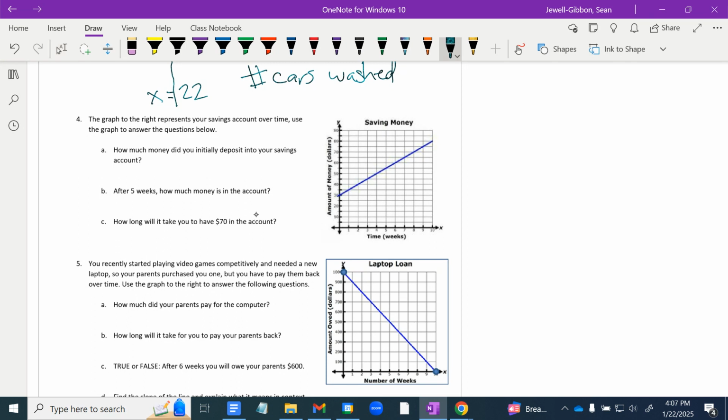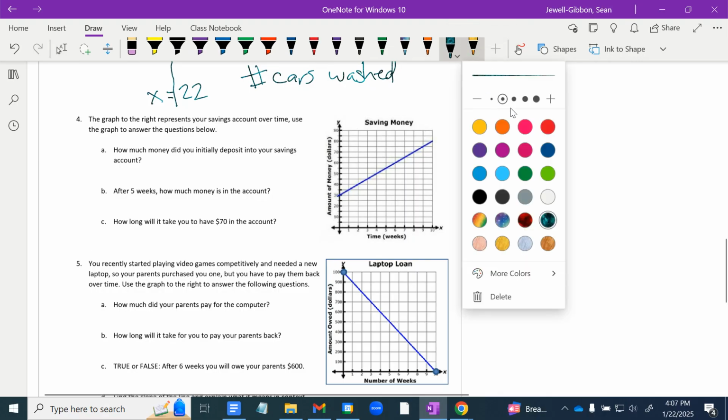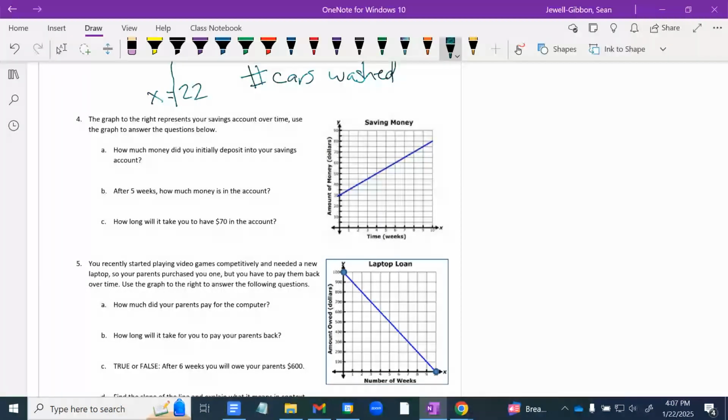So it's just as up above here, we're looking really at two things. Let's see if this will actually let me switch over. Guess not. Okay, so how much money did you initially deposit into your savings account? We're going right back to the same old formula here. We have starting amount plus some rate times a variable equal to our total.